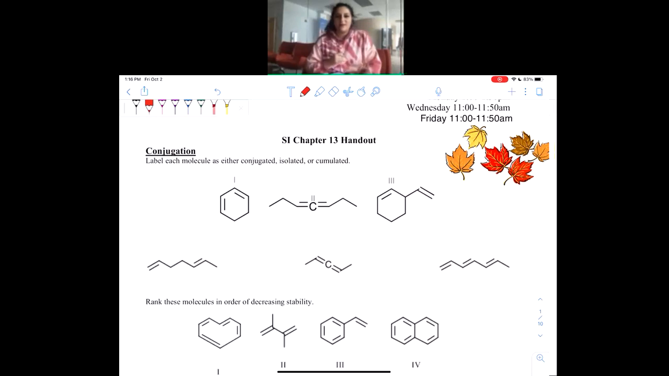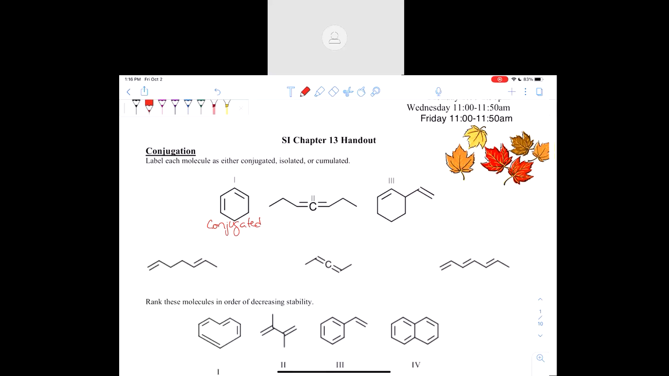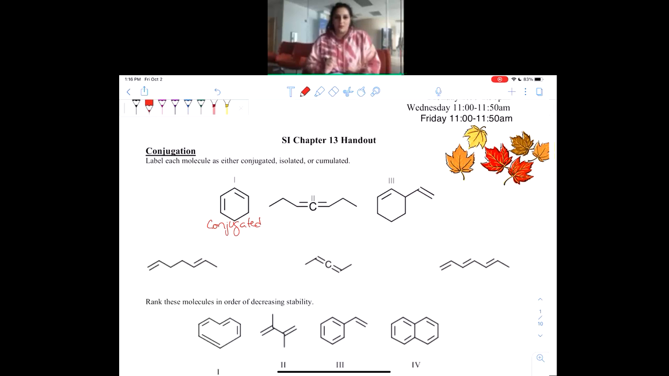Okay, three people have said it so far. Let's have a couple more. Okay, cool. Most people are saying one would be conjugated. Three, wouldn't the last one be conjugated too? No. And the reason it wouldn't be is because we have a carbon in between the two double bonds. So there are two single bonds.